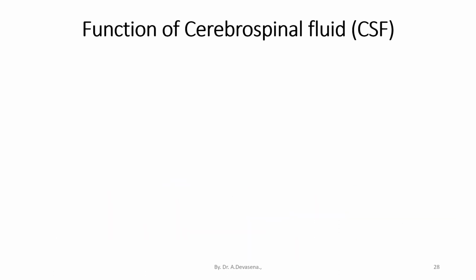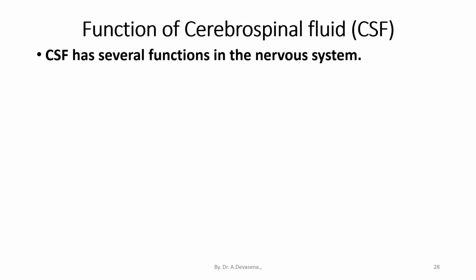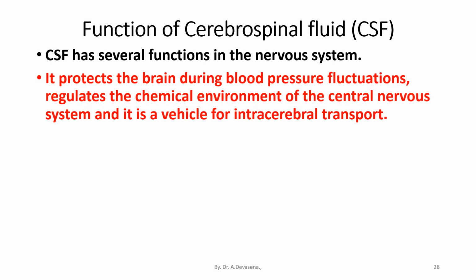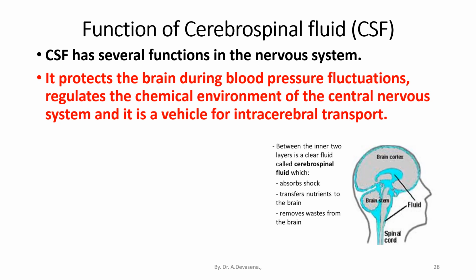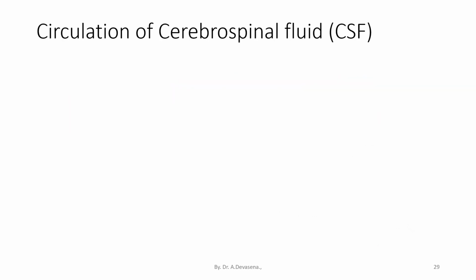Let us see function of cerebrospinal fluid, CSF. CSF has several functions in the nervous system. It protects the brain during blood pressure fluctuations, regulates the chemical environment of the central nervous system, and it is a vehicle for intracerebral transport. So this is the representation of the cerebrospinal fluid. Between the inner two layers is a clear fluid called cerebrospinal fluid, which absorbs shock, transfers nutrients to the brain, and removes waste from the brain. This is represented here.